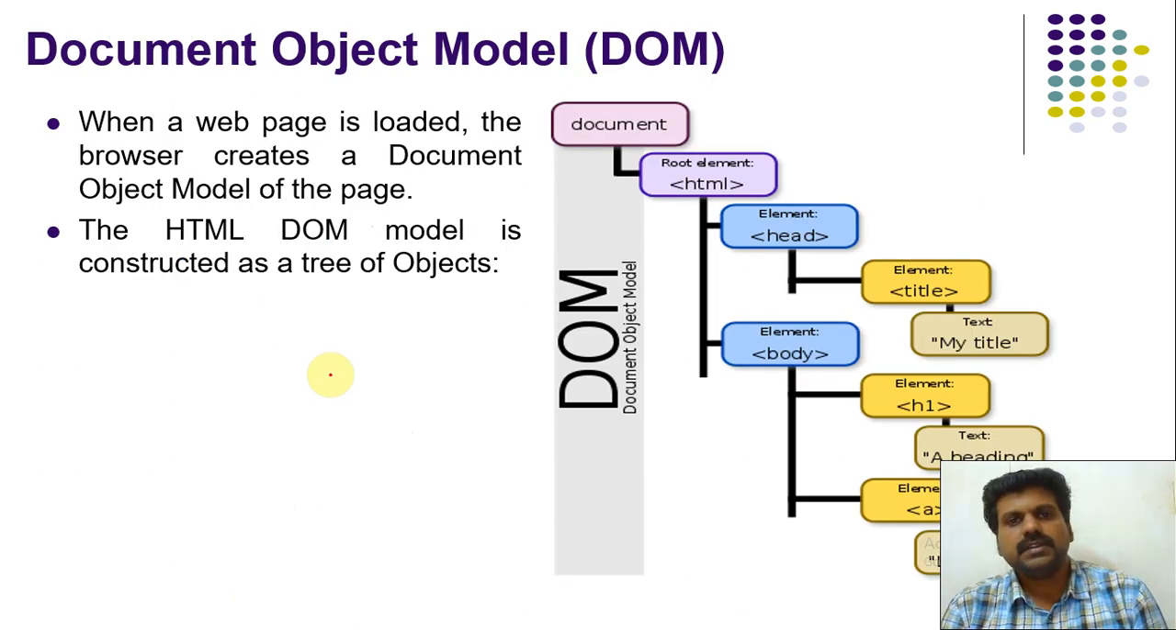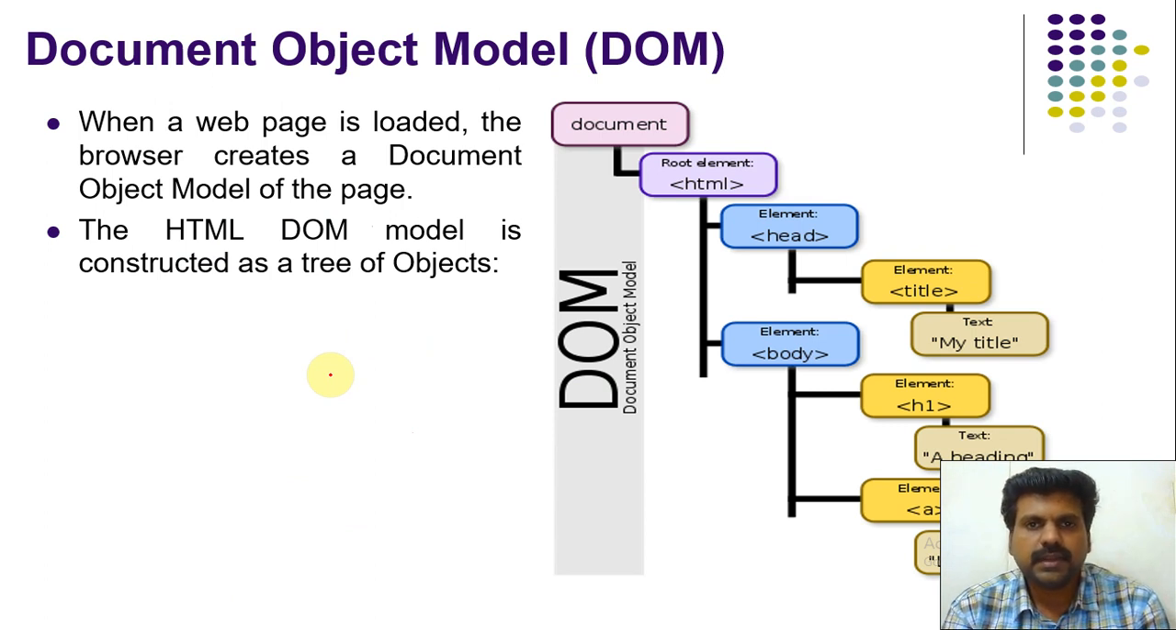In JavaScript, the main important concept is the document object model. What is the document object model? When you design an HTML web page, you will be using various HTML elements called tags, right? For example, html tag, head tag, body tag. Many elements will be used. When we run the program, the browser software will create a model for your web page. That model is called the document object model.